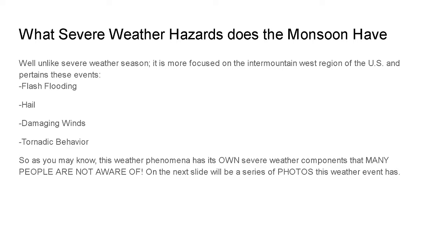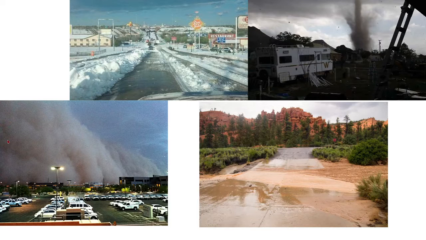So as you may know, this weather phenomenon has its own severe weather components that many people are not aware of. On the next slide, I'm going to show you multiple photos of the monsoon and what type of weather hazard it has. A lot of these photos are taken in the desert Southwest, but could pertain to other regions of the world. So let's go ahead and show you some of these photos.